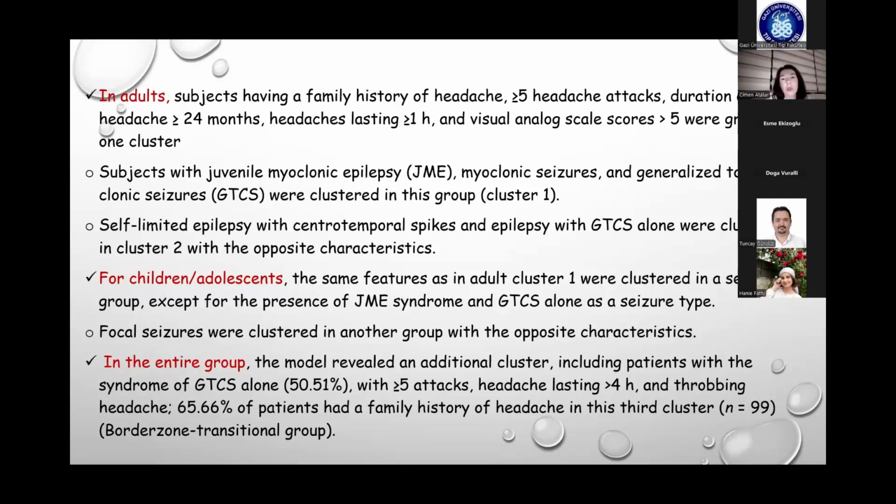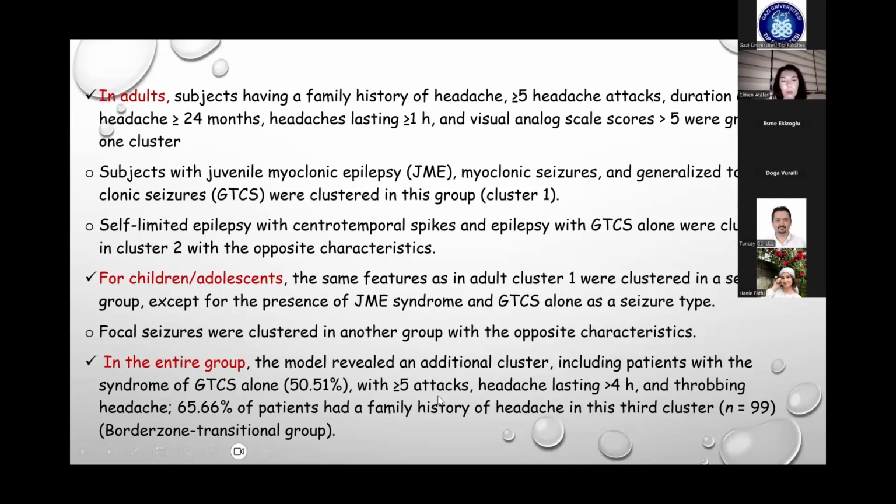And subjects with juvenile myoclonic epilepsy, myoclonic seizures, and generalized tonic-clonic seizures were clustered in this group. Self-limited epilepsy with centrotemporal spikes and epilepsy with generalized tonic-clonic seizures alone were clustered in another group with the opposite headache characteristics. For children, the same features as in adult cluster 1 were clustered in a separate group except for the presence of juvenile myoclonic epilepsy syndrome and generalized tonic-clonic seizures alone as a seizure type. And the focal seizures were clustered in another group with the opposite characteristics.